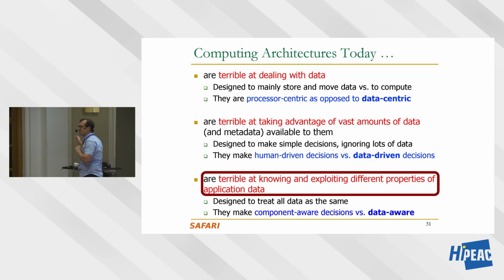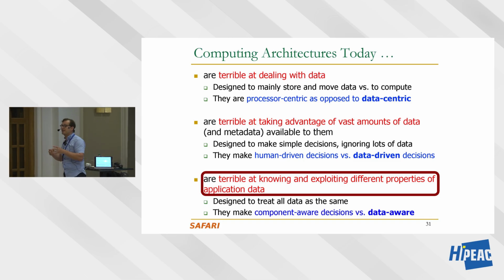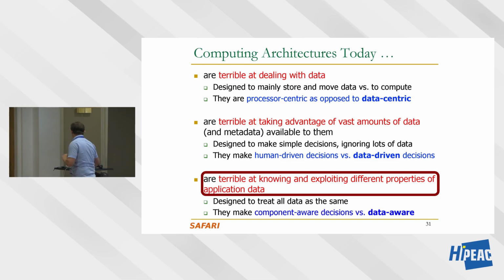I'm going to take, again, a contrarian view. Today's computer architectures are processor-centric. We're going to cover that. Today's computer architectures make human-driven decisions. We're going to cover that with machine learning at the end. This was a piece we were not covering in the original slides, but I think today's architectures are poor at knowing and exploiting different properties of application data because this information is not discovered at the higher level and not communicated to the lower levels in general. With specialized accelerators, this is changing, but I think we need to do this more at the general purpose level also. So basically, today's architectures are designed to treat all data as the same. They make component-aware decisions as opposed to data characteristic-aware decisions.